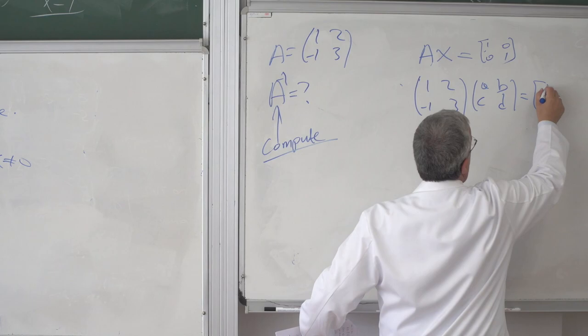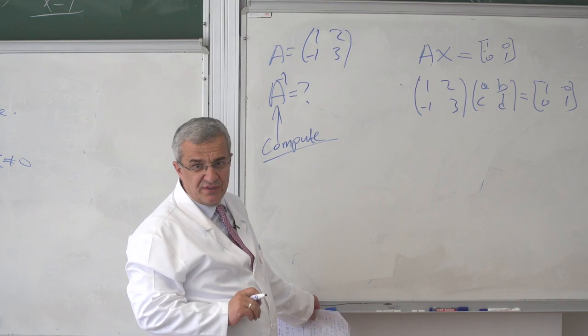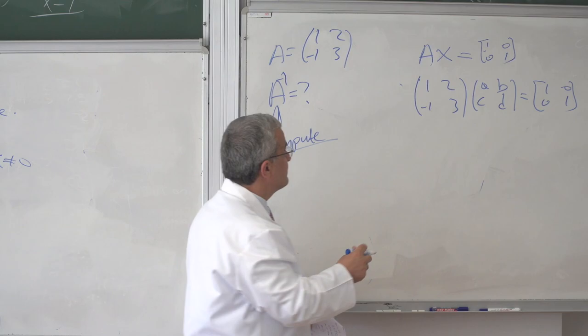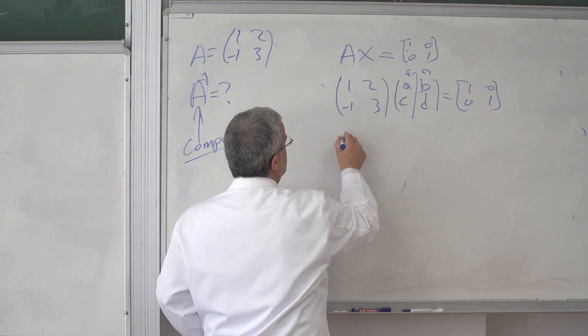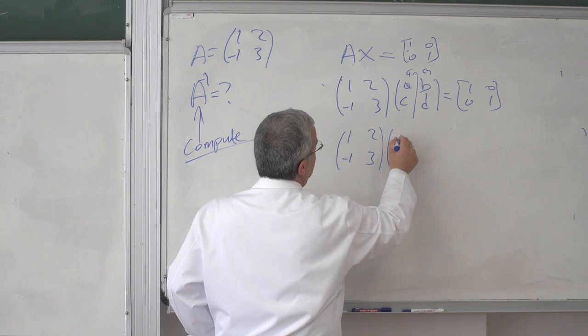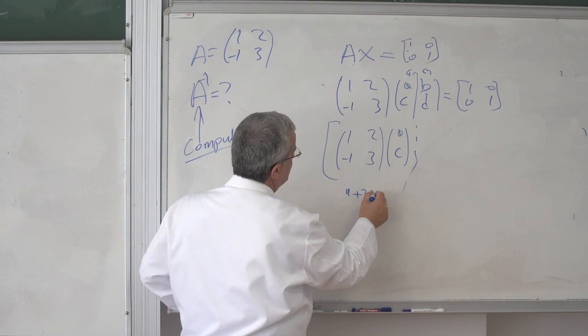Okay? I could just directly obtain here four equations and four unknowns, but I don't want to do that. I want to preserve a structure here for you to see, okay? So this is column 1, this is column 2, right? I will multiply this matrix with the first column, 1, 2, minus 1, 3 times AC. What is this result? It is A plus 2C. This is minus A plus 3C, isn't it?